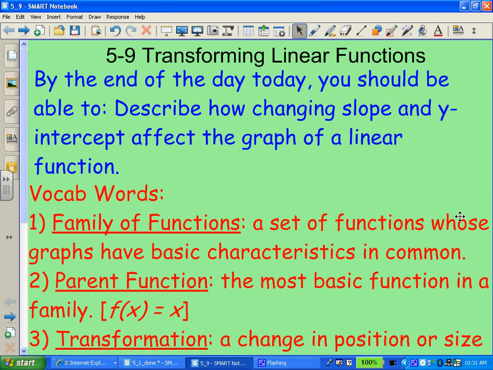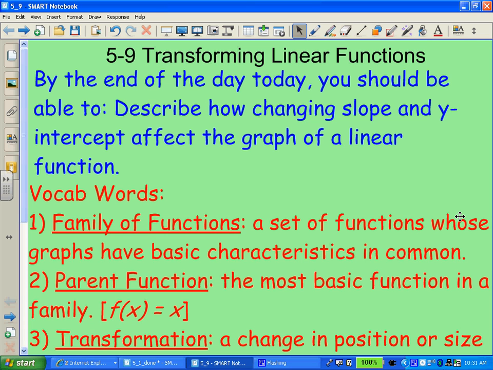Hello there. Today we're going to talk about 5-9, transforming linear functions. Now this one's kind of fun. What we're going to be doing is graphing lines and then looking at how changing their equation changes their graph. So what we'll be creating is something called a family of functions. And those are functions whose graphs have the basic characteristics in common.